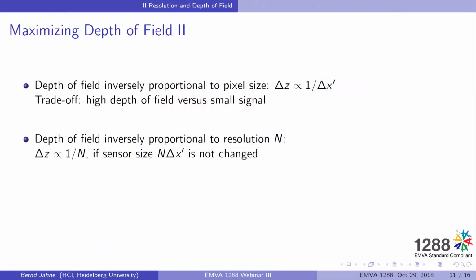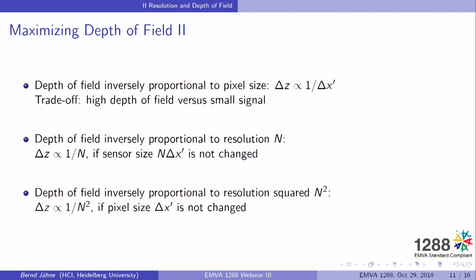Now let's assume you have the same scene, but just want to double your resolution, and you don't want to get a worse signal. So first we do the following. We don't change the sensor size itself. We only take twice as many pixels of half the size. Then actually, the depth of field, of course, goes down with 1 over n. So that means the more resolution you have, even here with the problem of a smaller pixel, that means less signal, you still get less depth of field.